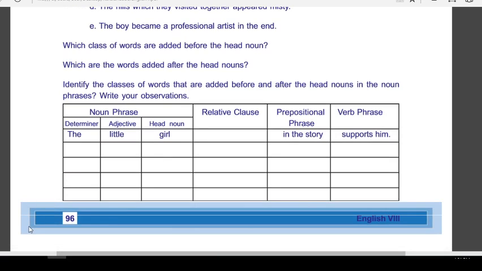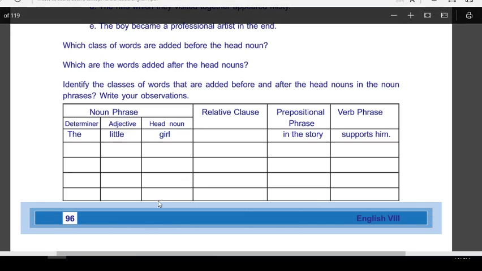The first example, the little girl, that comes under the noun phrase. The determiner is the, then little is the adjective, and girl is under the head noun column. Then here there is no relative clause, and the prepositional phrase here is in this story, and support him is the verb phrase. Support is the verb here. Here the determiner and the adjective modify the head noun girl.